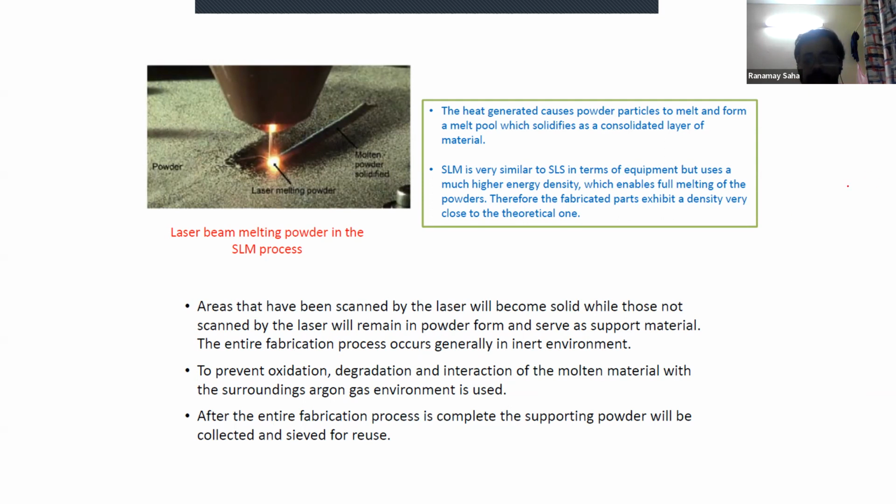Okay. But in case of SLM, the only difference is that the equipment uses a much higher energy density, right? Because you have to have a full melting of the powders. Therefore, the fabricated parts exhibit a very high density, which is close to the theoretical one, whereas the densities are quite compromised in case of the sintering process.